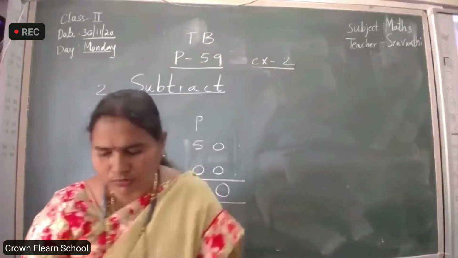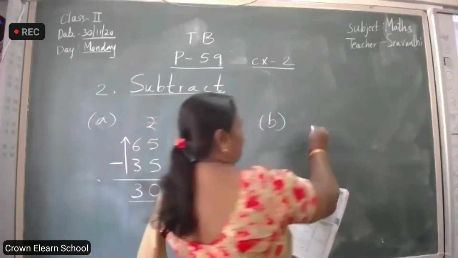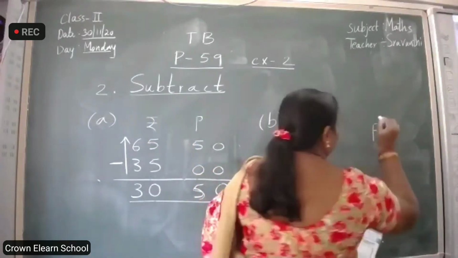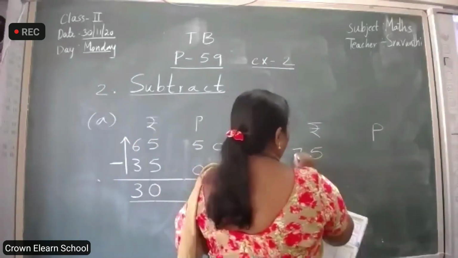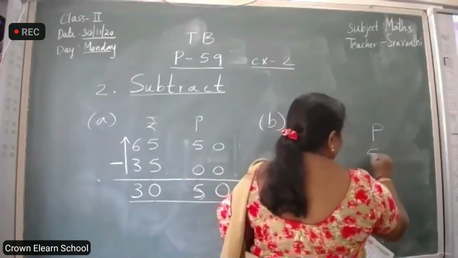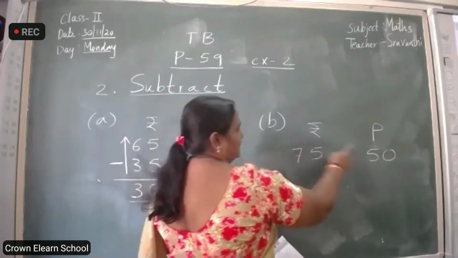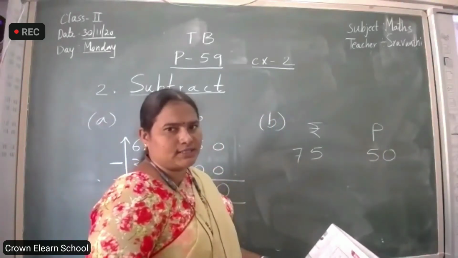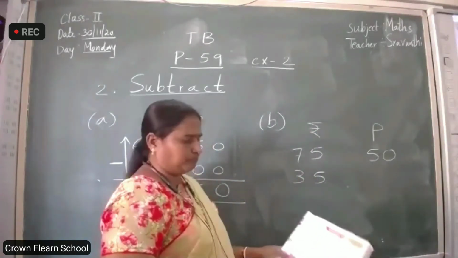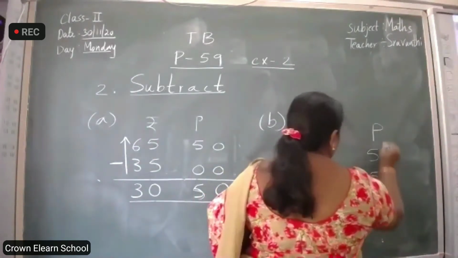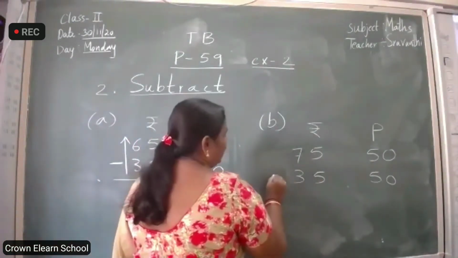Now let us do B, subtraction. Here also rupees and paise both are given. The first amount which is given is 75 rupees 50 paise. Now let us see the second amount: 35 rupees 50 paise. What we need to do? Subtract. So the symbol is minus.